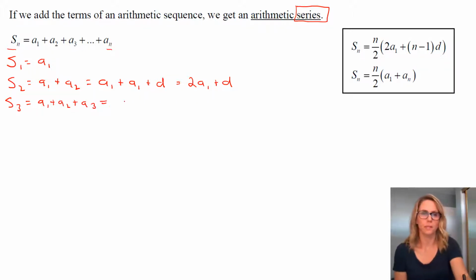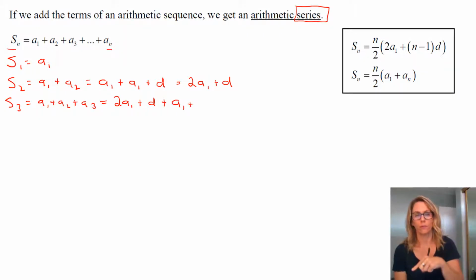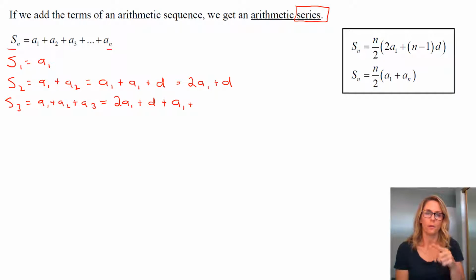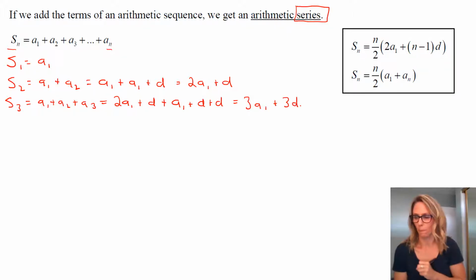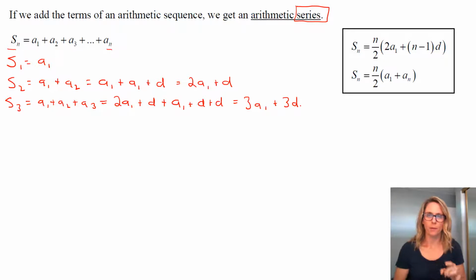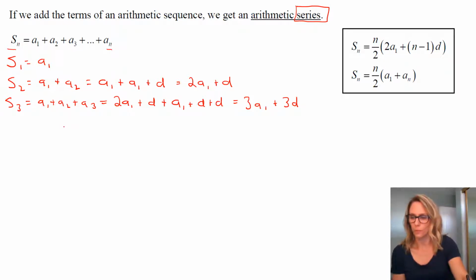of this arithmetic sequence, is going to take a sub 1 plus a sub 2, which we have here from the last one, and then a sub 3 is going to be a sub 1 plus, as we've already done, a difference plus another difference, so plus d plus d. So we end up with 3a sub 1 plus 3d. Okay, now you might be thinking you see a pattern, but maybe not quite yet, so we'll do another one here.